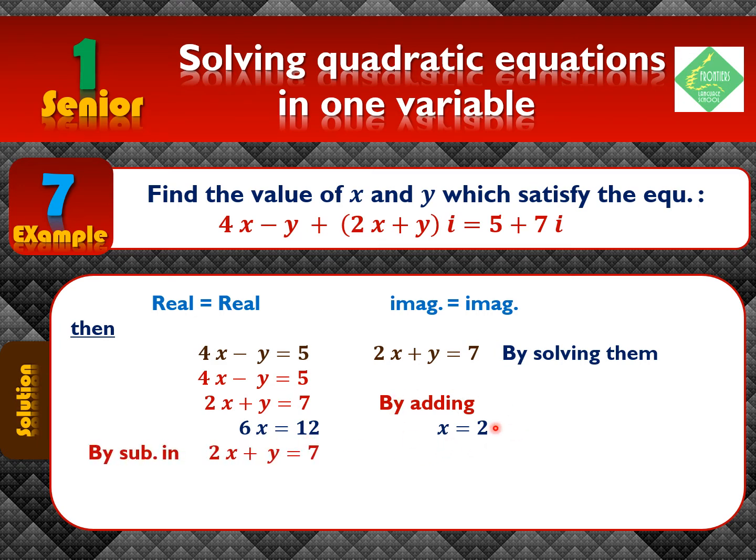Substitute x equal 2 in any equation, here or here, but I will substitute in this equation, 2x plus y equals 7. Substitute x equal 2 here. You get 2 multiplying 2, 4. 4 plus y equals 7. So converting 4 to the right hand side by the opposite sign, you get y.